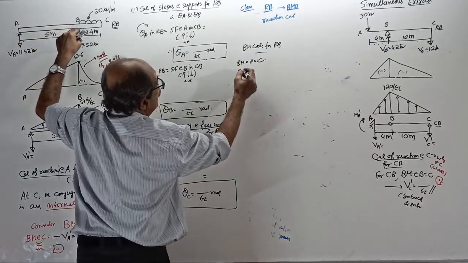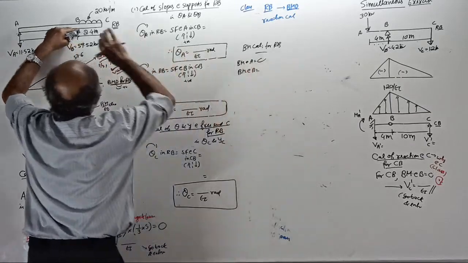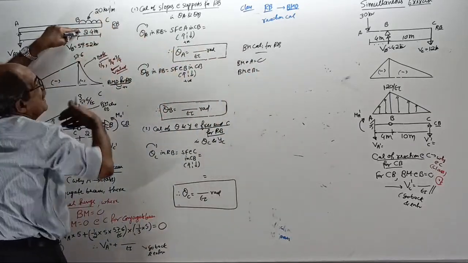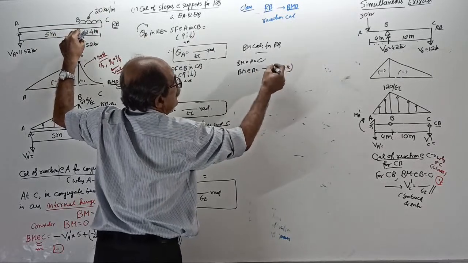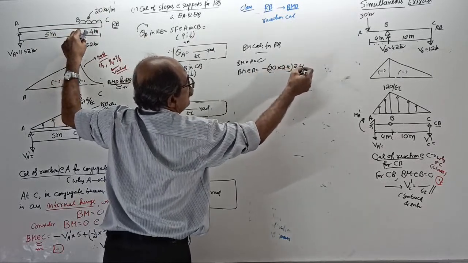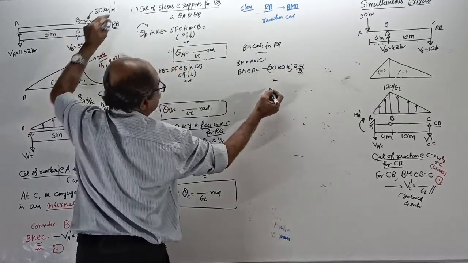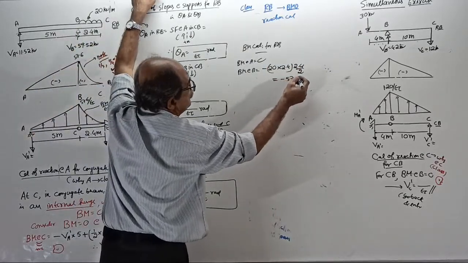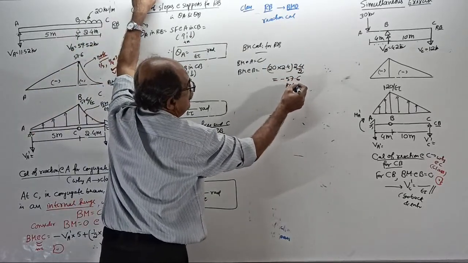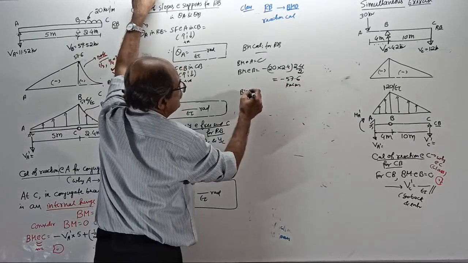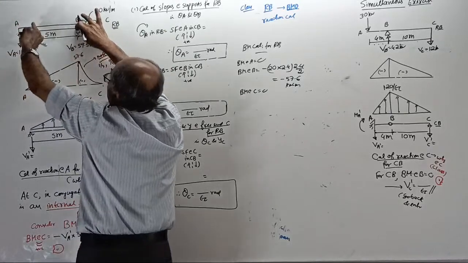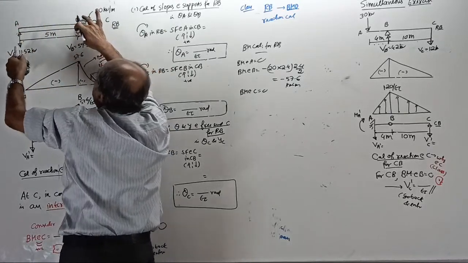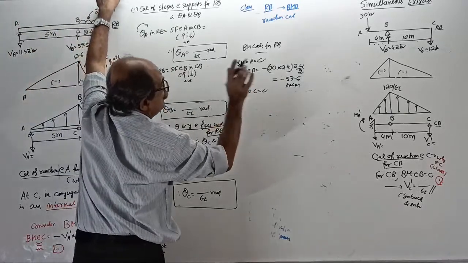Look that side. BM at B, I think it is better to look this side: minus 20 into 2.4 into 2.4 by 2 equals, don't waste time, minus 57.6 kilonewton meter. Bending moment at C equals 0. Or at B, if you look left side, it is minus 11.52 into 5, the same value will come.